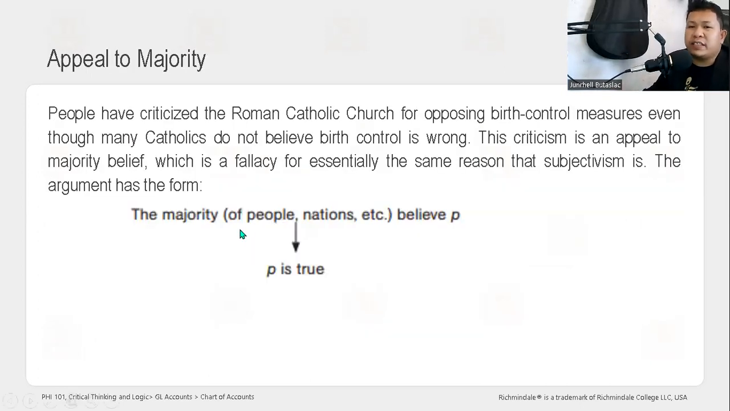All right, so appeal to majority. People have criticized the Roman Catholic Church for opposing birth control measures, even though many Catholics do not believe birth control is wrong. This criticism is an appeal to majority belief, which is a fallacy for essentially the same reason that subjectivism is. So the argument has it that the majority of people, nations, etc. believe that P is true.